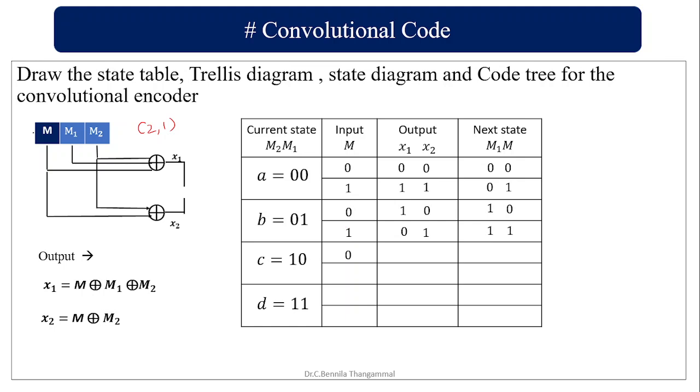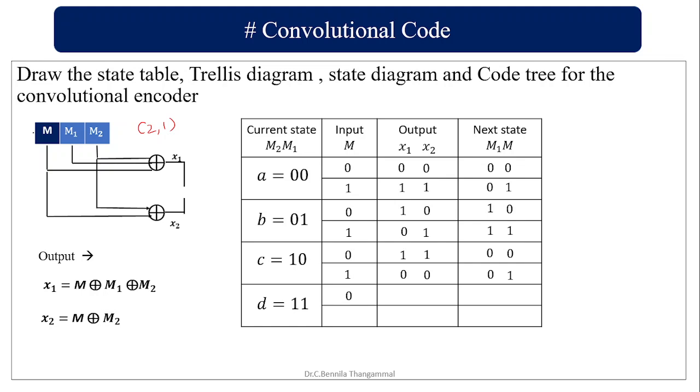Similarly for 1 0, if your input is 0, x1 is going to be 1 and x2 is going to be 1. Your next state is 0 0. And if your input is 1, 1 plus 0 plus 1 is going to be 0, and 1 plus 1 is going to be 0. Your next state is 0 1.